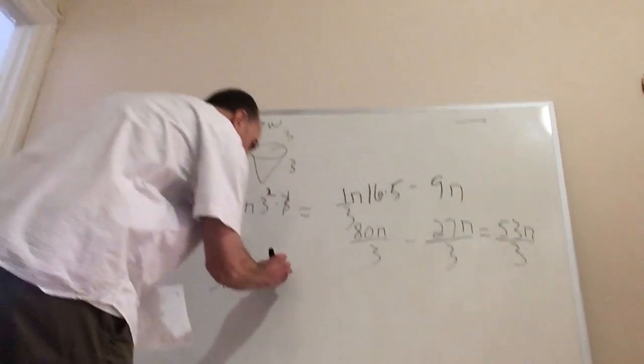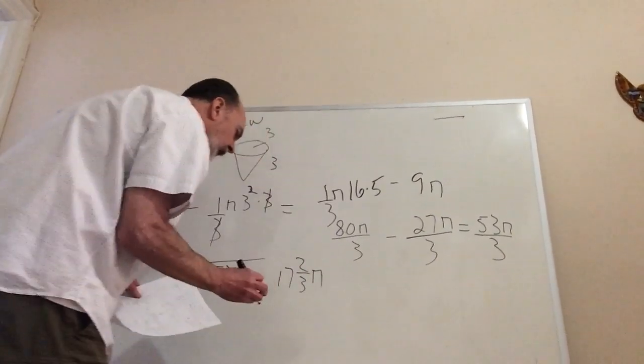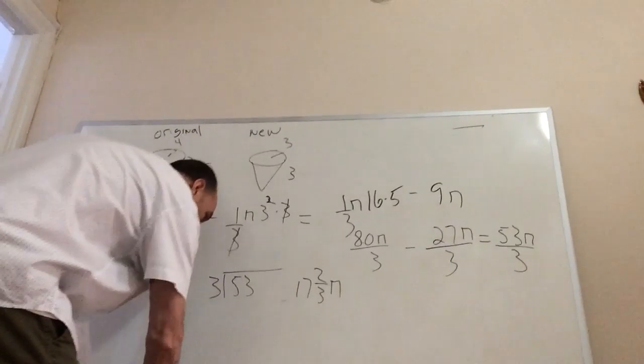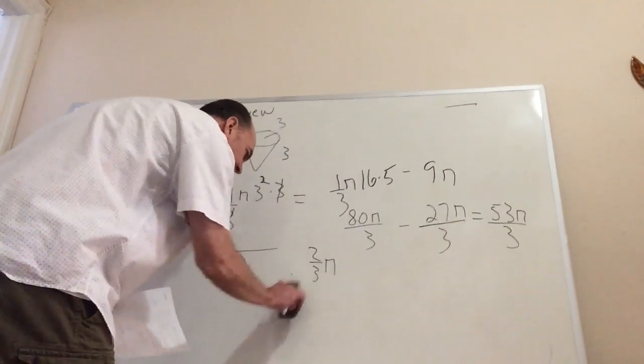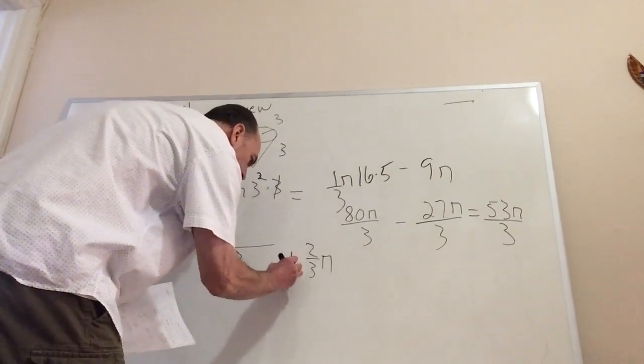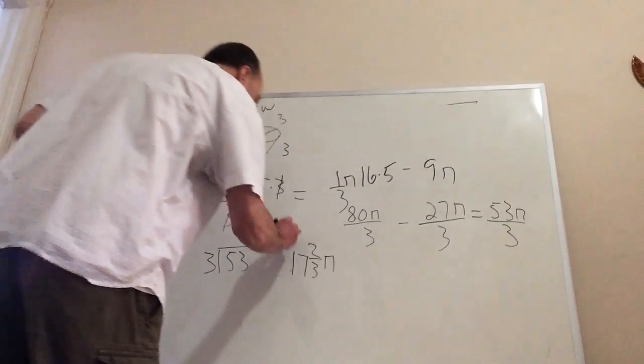And when I do that, I come up with 17 2/3. The pi, 17 2/3 pi. Notice that my 17 looks strikingly similar to pi. So we'll make that like that. And that, again, would have been the correct answer to that.